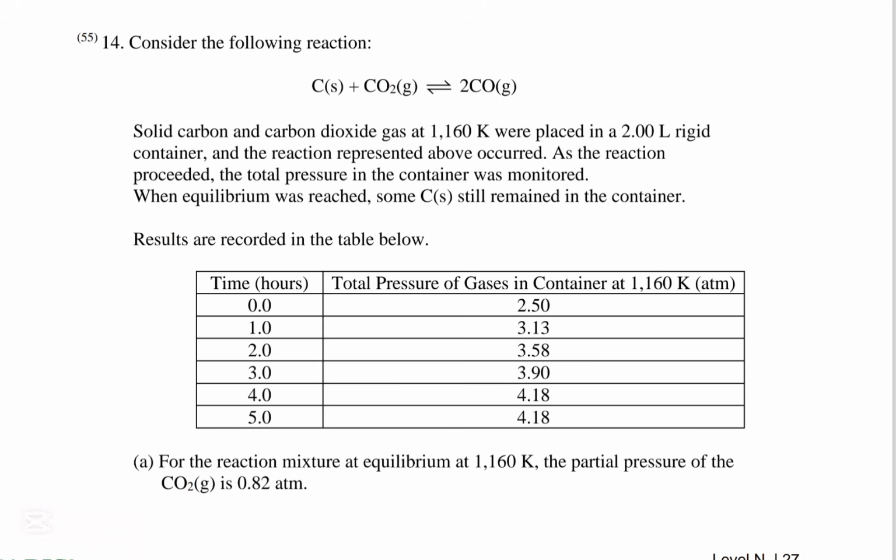So we look at the results, and we look at the time, and we look at the total pressure. We can know when equilibrium is reached. How do I know? When the pressure stays the same. Okay, it does not change after some time. So here, I know my equilibrium is reached. That means my equilibrium pressure is 4.18. Now this is the total pressure of gas. So total pressure at equilibrium is 4.18. They gave me for the reaction mixture at equilibrium, the partial pressure of carbon dioxide gas is 0.82. So the partial pressure of CO2 at equilibrium is 0.82 atmospheres.